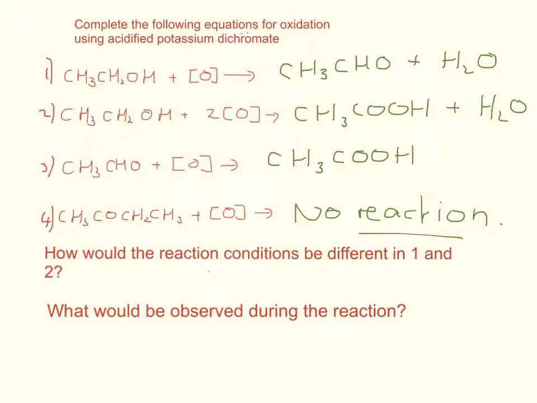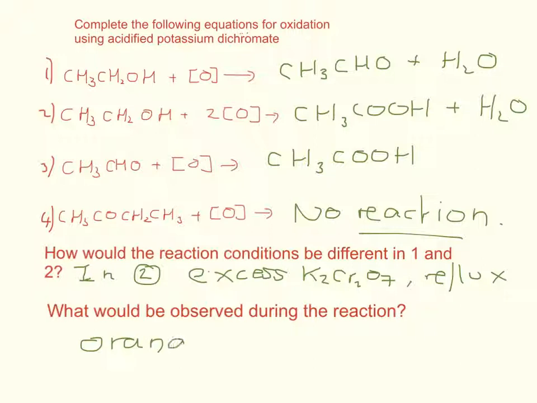How would the reaction conditions be different in 1 and 2? In reaction 2, I would use excess potassium dichromate just to make sure it goes, and I'd also reflux to make sure it goes to the carboxylic acid. And what we'd observe, our old favourite, it would go orange to green. Okay, well done.